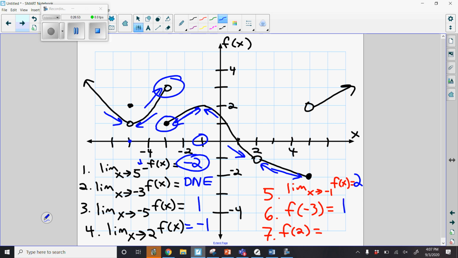How about f of 2? Well, I see a hole here, but if I look up and down this vertical line, I never see it filled in anywhere. Okay? We call this undefined. Our function is undefined. Okay, so functions can be undefined, limits are the things that sometimes do not exist.